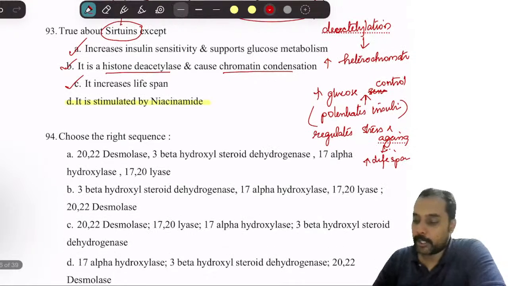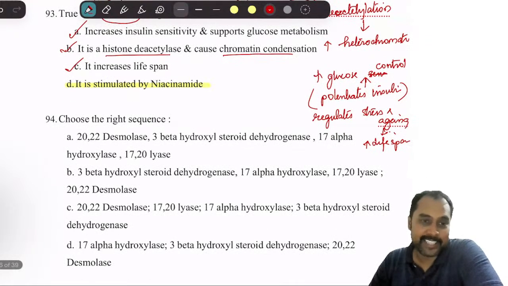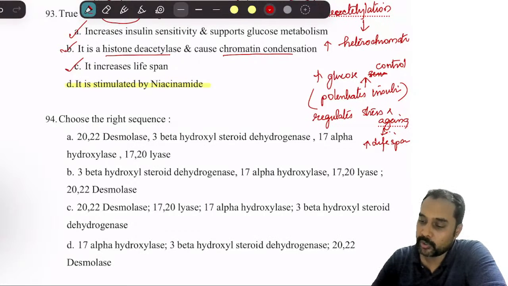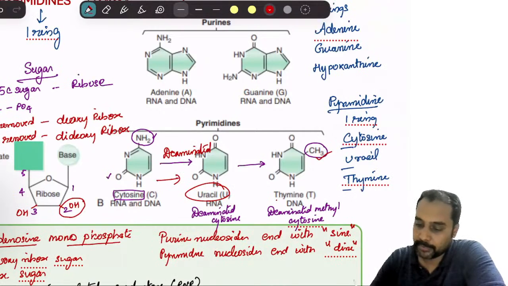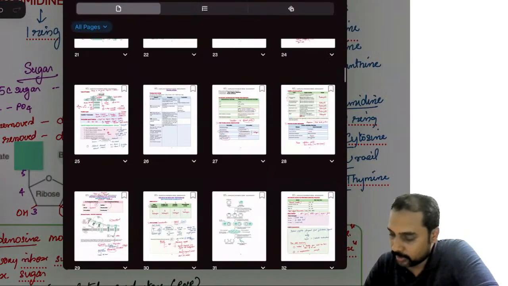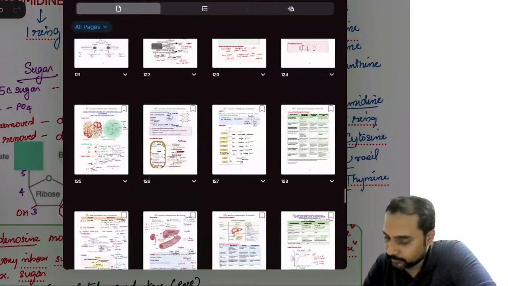Fine. Now, choose the next right sequence. This is exactly what I taught you in the class. What is the correct sequence? I will show you the picture. So you all know the pathway, right?